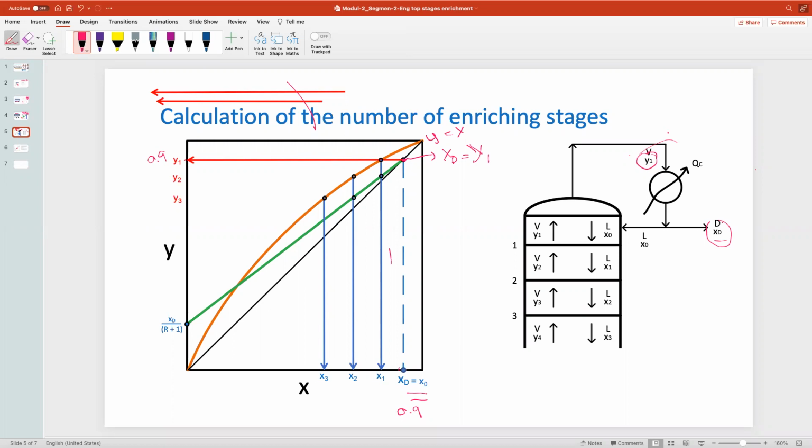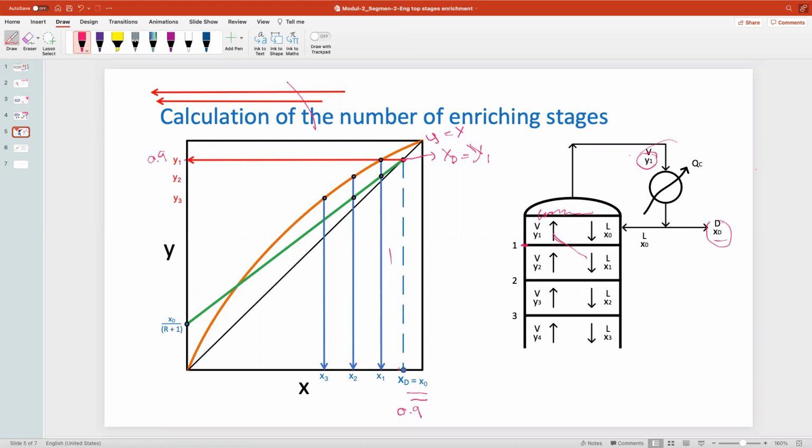Okay, the next one. The Y1 is actually also the same, it came from stage 1. Okay, so it came from stage 1, and it is in equilibrium with X1, isn't it? Yeah, it is in equilibrium with X1.